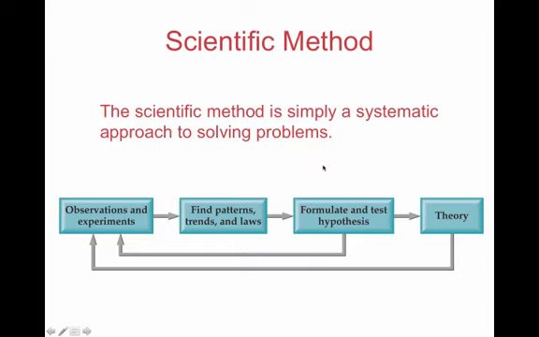One thing we need to remember about a hypothesis is that it must be testable. We must be able to go back and experiment on that hypothesis. Once we experiment, we make observations again, we find those patterns and trends, then we can modify our hypothesis. A hypothesis may be modified or tweaked several times. Eventually, after enough experimentation has happened, a hypothesis may be able to turn into a theory.